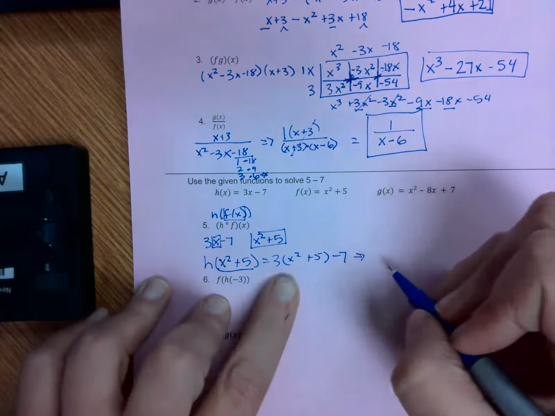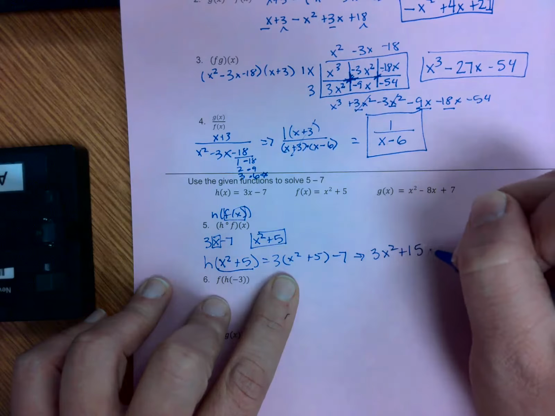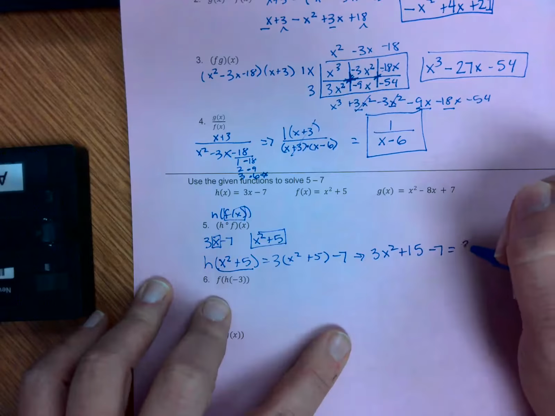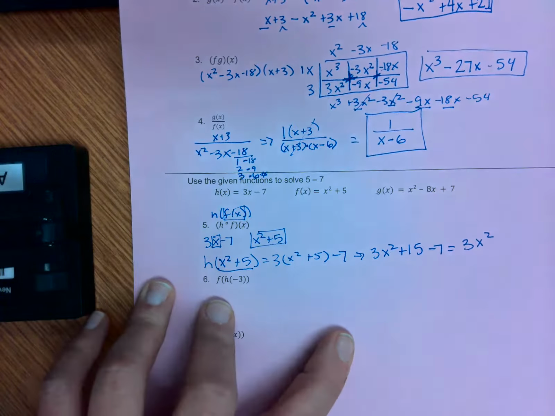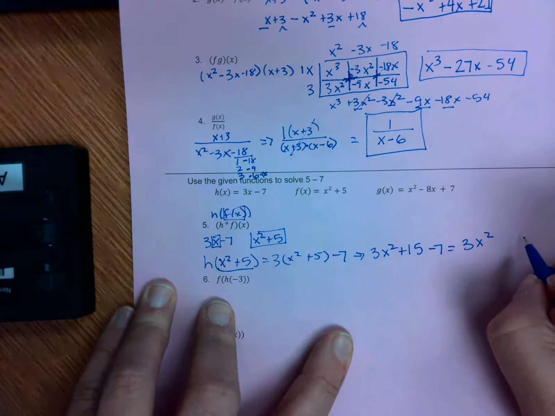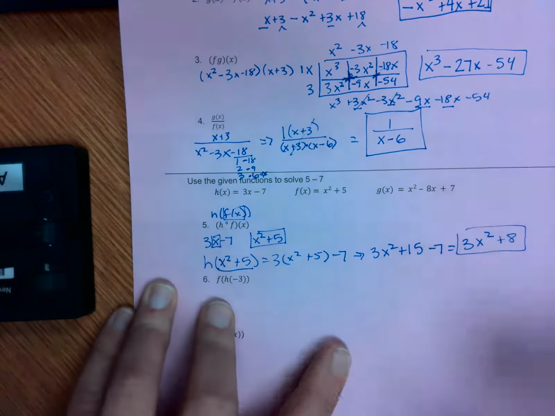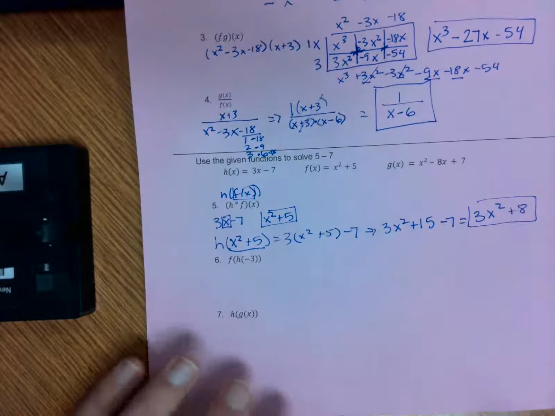So if I distribute this 3, I get 3x squared plus 15 minus 7, which is equal to 3x squared. 15 minus 7 would give me 5, 6, 7, 8. Final answer for question 5.